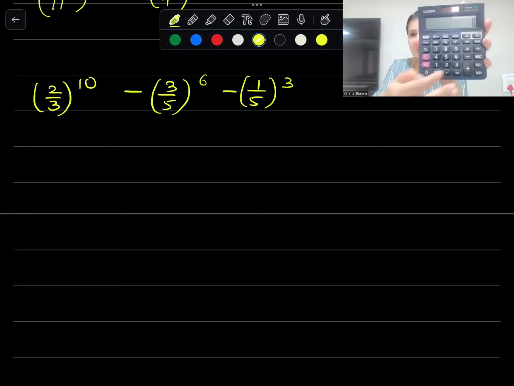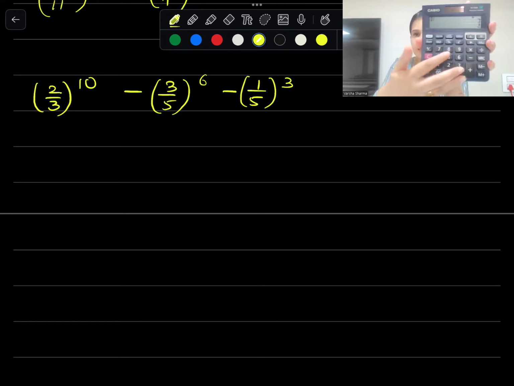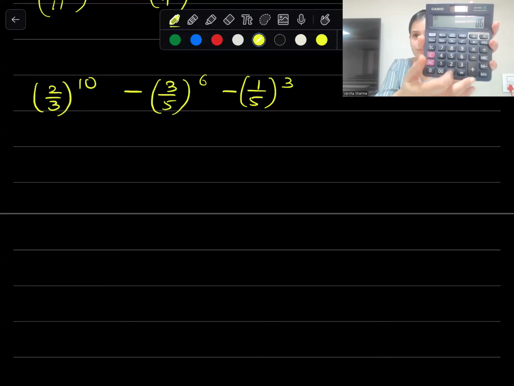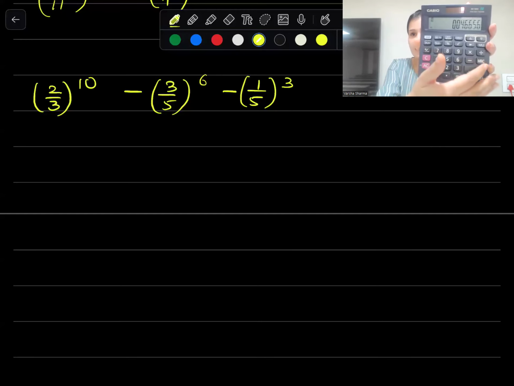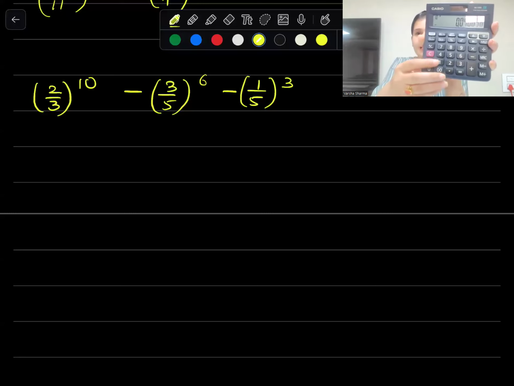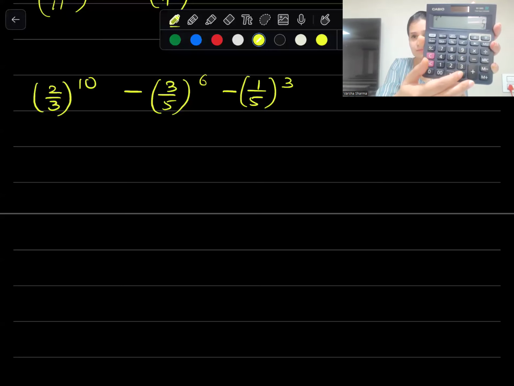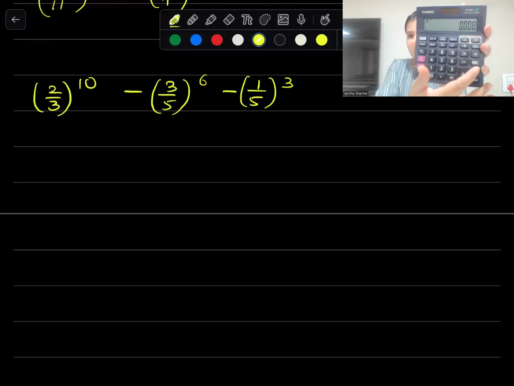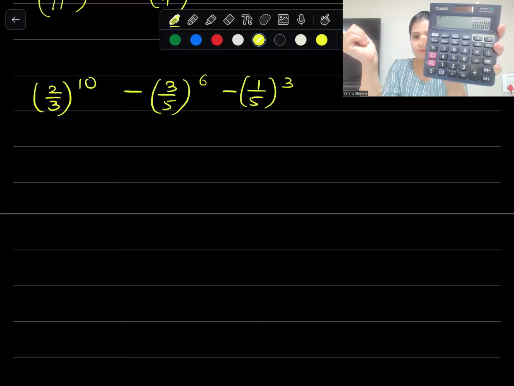Okay. So starting with 3 divided by 5. Multiplication: 2, 3, 4, 5, 6. Pressing M minus because there's a negative sign before. Now finding 1 divided by 5. 2, 3. Again storing it in the memory as M minus.